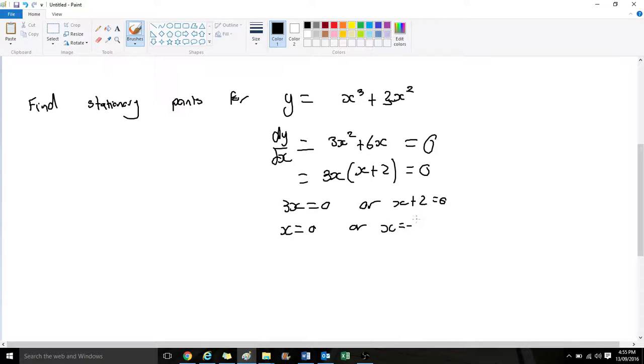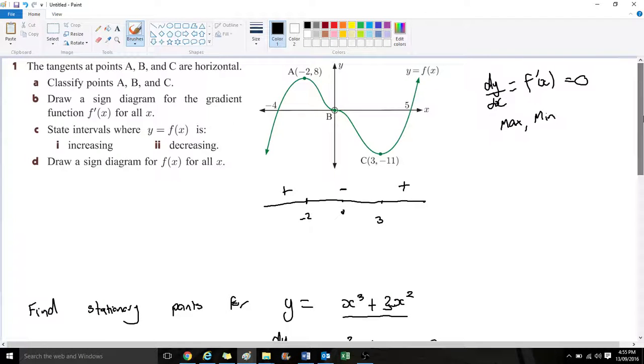What does this mean? It means stationary points occur at x = 0 and x = -2. So on this original function, these are either local maximum or minimum points. We'll need to look at the graph to determine which they are. So hopefully this is fairly simple. Again, all we're doing is finding the derivative and making it equal to 0. This is where a maximum, a minimum, or stationary inflection point occurs.